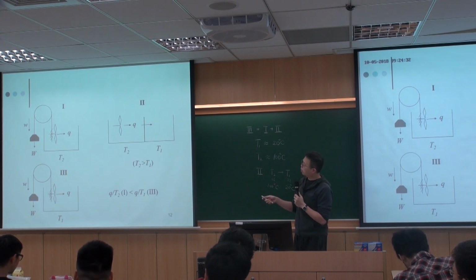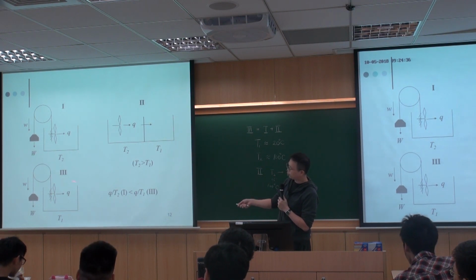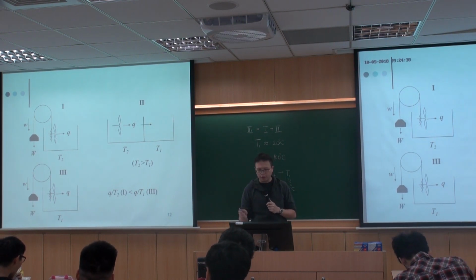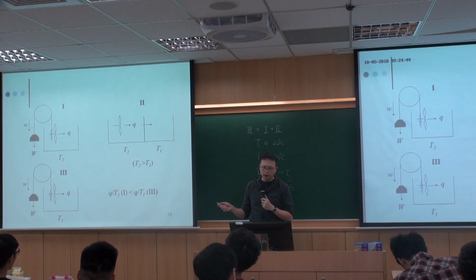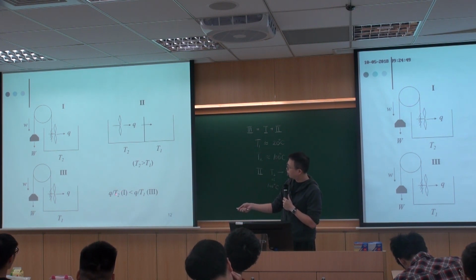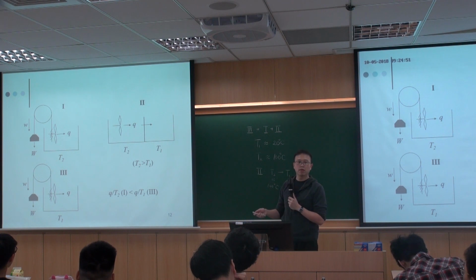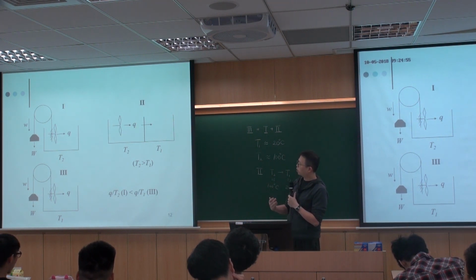But in fact, what we're interested in is only this one, 1 and 3. And if you look at the ratio Q over T2 and Q over T1, you'll realize that this is greater than this one, because Q is the same. The heat being converted from work into, say, thermal energy is the same for these 2 processes.